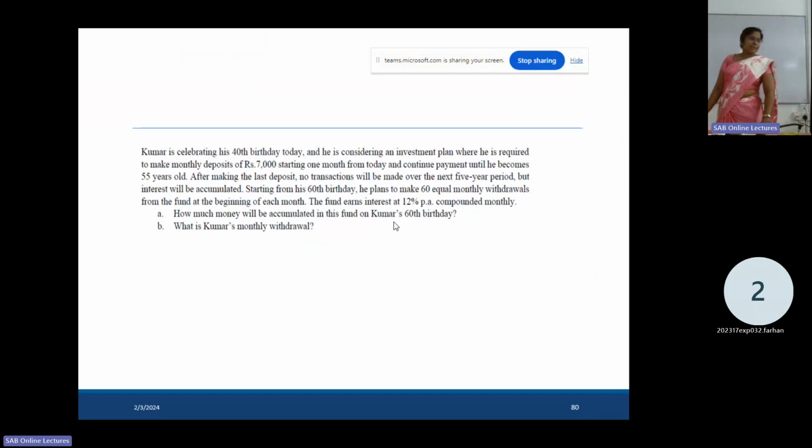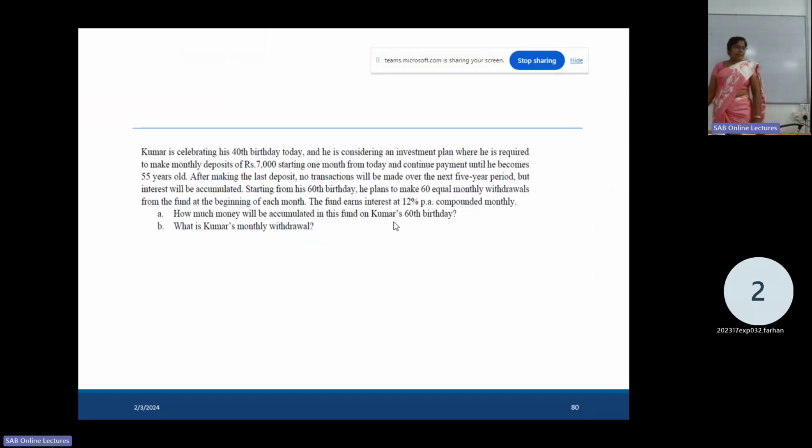Kumara is celebrating his 40th birthday and he is considering the investment where he deposits 7,000 starting 1 month from today. So today he is celebrating his 40th birthday. He is planning to make an investment of 7,000 starting 1 month from today.